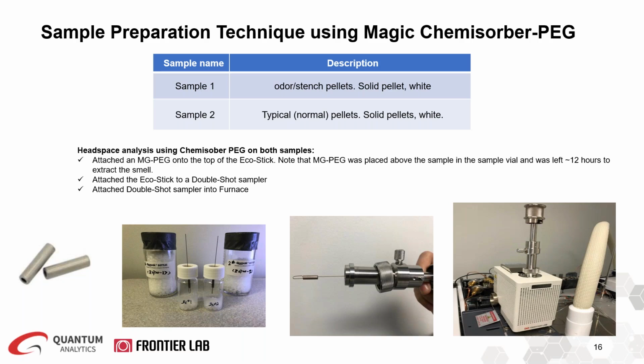After that, the Eco-Stick was attached onto the Double-Shot Sampler. The Double-Shot Sampler was then attached into the furnace and ready for thermal desorption analysis. In this specific application, I use manual injection. However, there is an Auto-Shot Sampler which can automate up to 48 samples that you could also use.